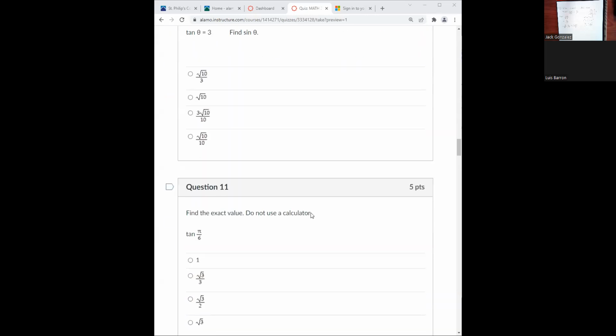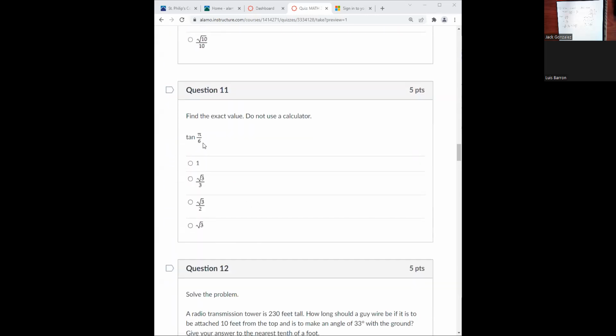Skipping 9, 11. This basically, we want us to use a unit circle. So when you take the exam, make sure you have the unit circle printed or open somewhere.